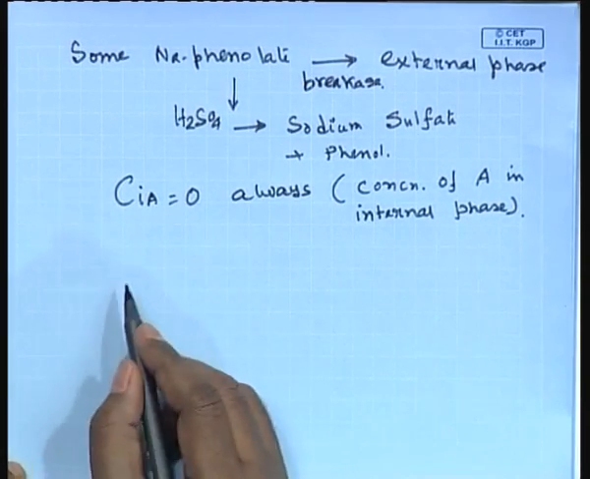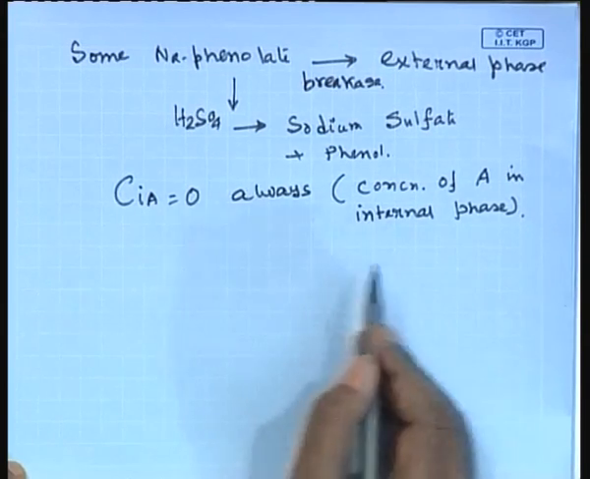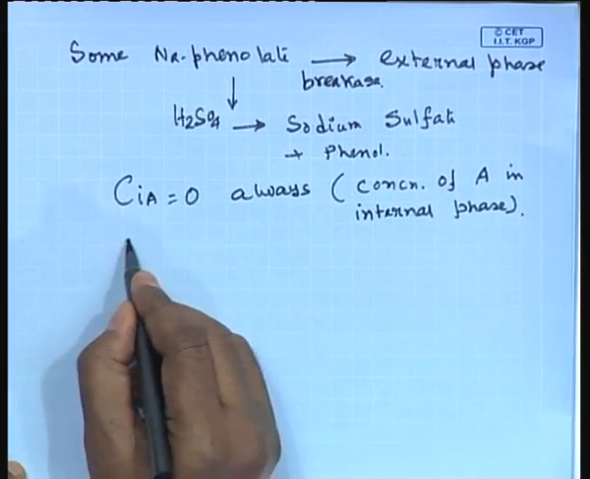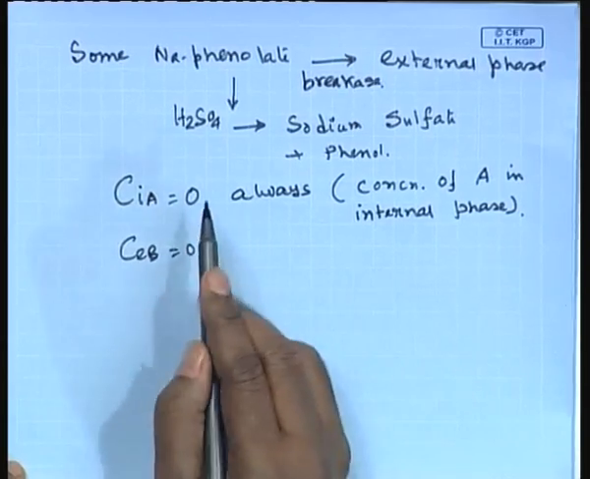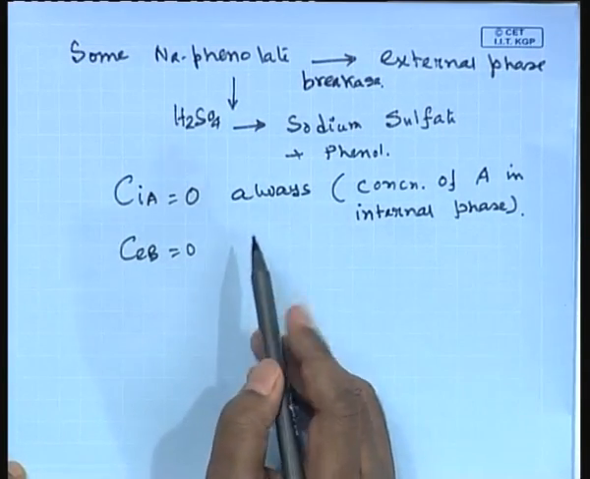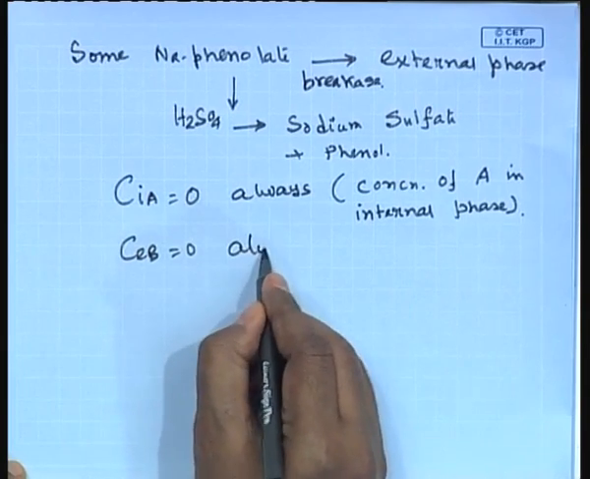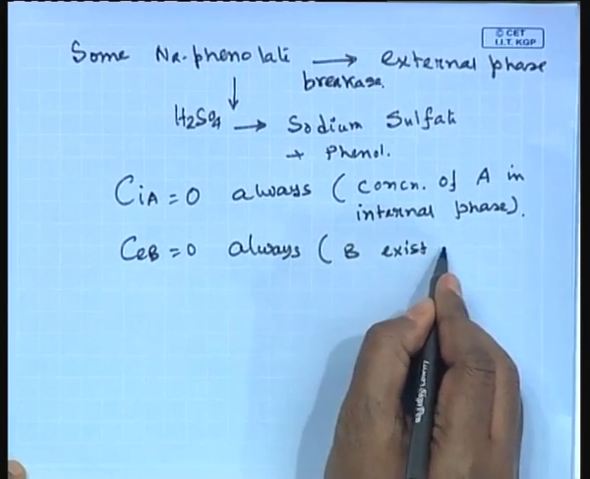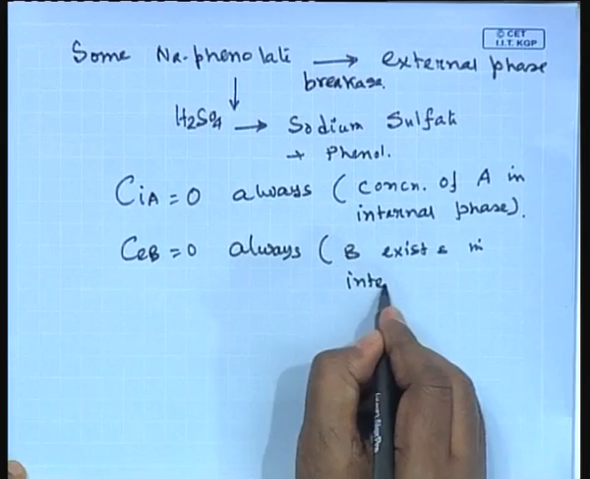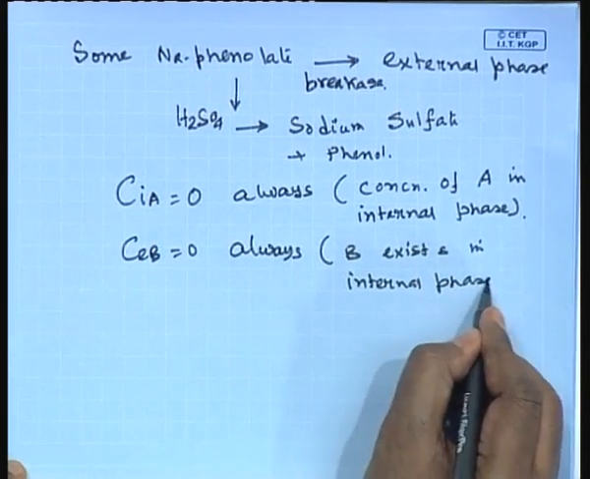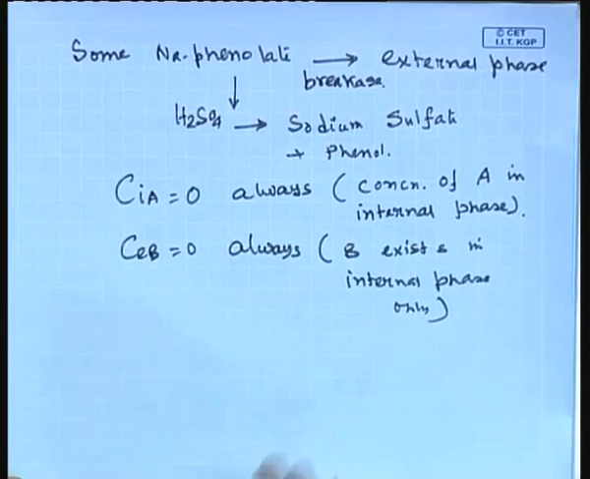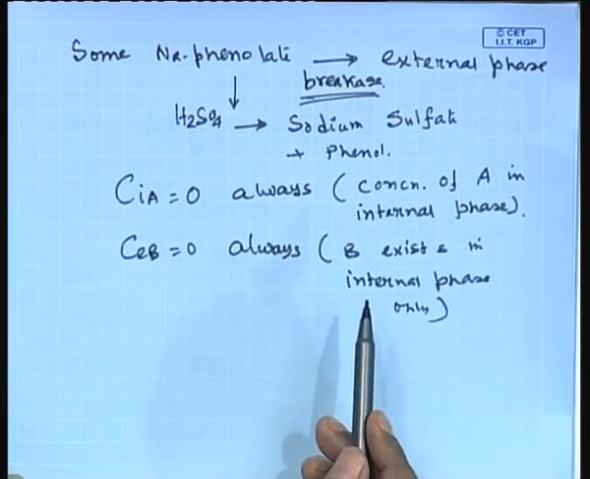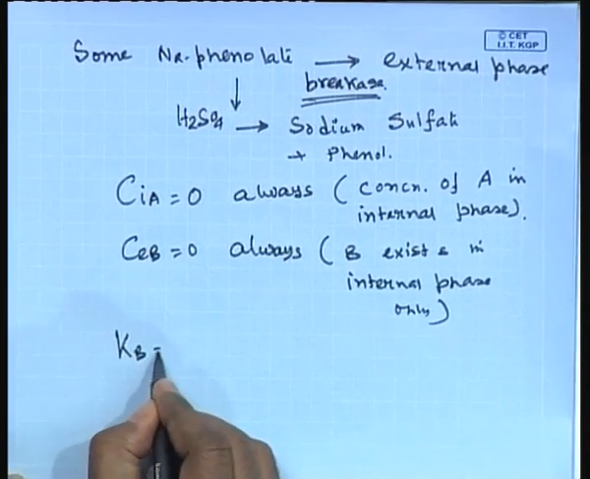That simply means A exists only in the external phase, and the concentration of B in the external phase is 0. CEB is equal to 0, because whenever B comes out in the external phase, it immediately reacts with sulfuric acid. That means B exists in the internal phase only. If this mechanism prevails, sodium phenolate comes out to the external phase by breakage only, therefore, Kb will be equal to 0.